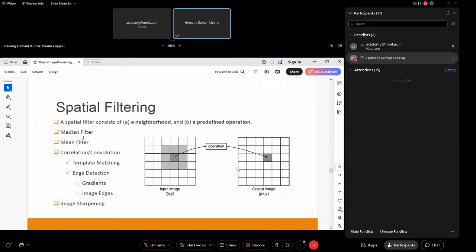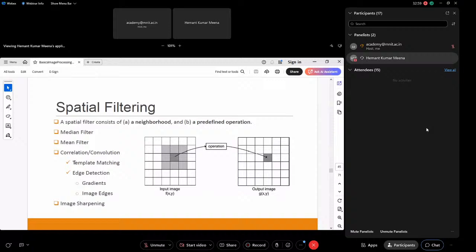Median filter. What do you mean by median filter? When you apply the mathematical function, the median, from the 3 by 3 region, you apply the median and that value is converted into one value. When I apply that filter on this region, the median value is selected. Mean filter means I will take the average of these nine values. What will happen is that the neighborhood effect will come into that value.